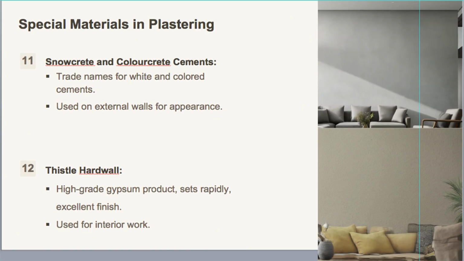Last but not least, we have Snowcrete and Colorcrete cements. These are the trade names given to white and colored cement respectively. These are used on external walls to create good appearance. Finally, Victoria hard wall, made from high grade gypsum that sets rapidly to deliver an excellent finish for interior application, is known for its efficiency and durability in plastering projects. So, here we conclude special materials used in plastering.